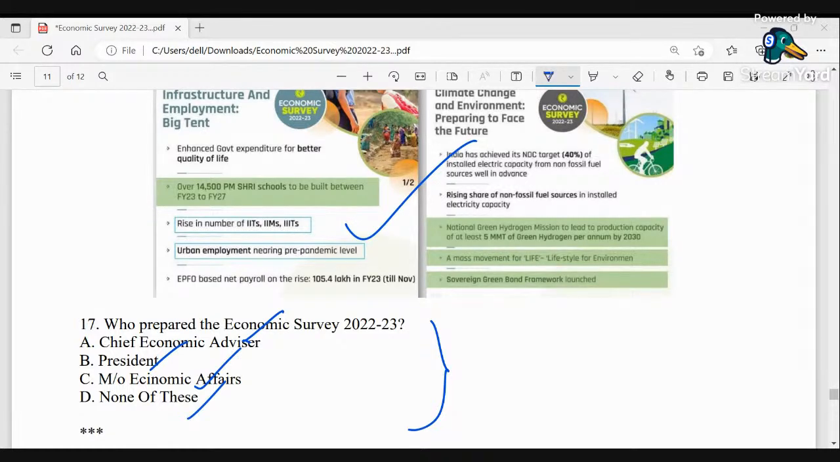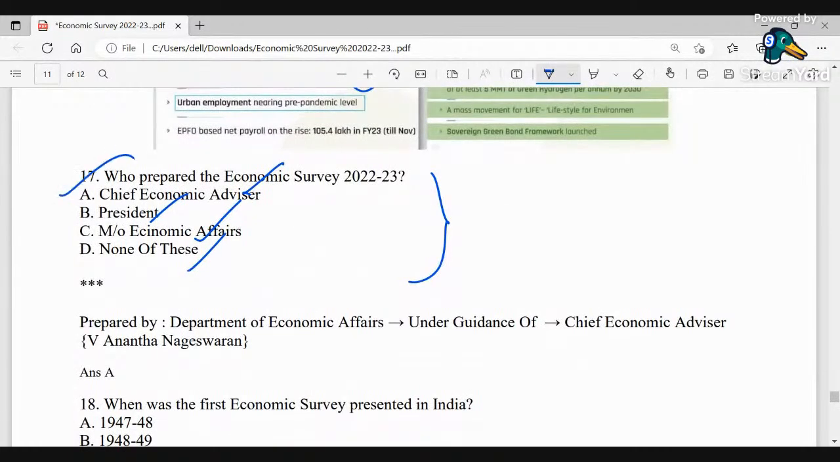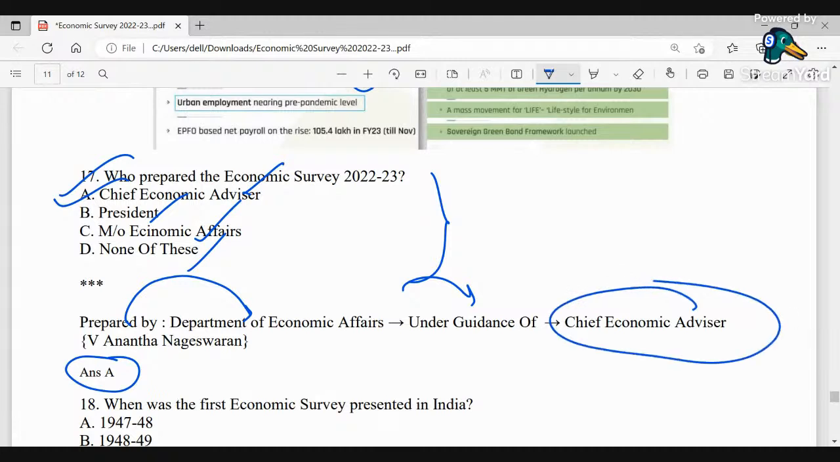Okay, so you can see that the correct answer for question number 17 is A, that is the Chief Economic Advisor. It is prepared by the Department of Economic Affairs under the guidance of the Chief Economic Advisor. Here it has been asked about the Ministry of Economic Affairs.